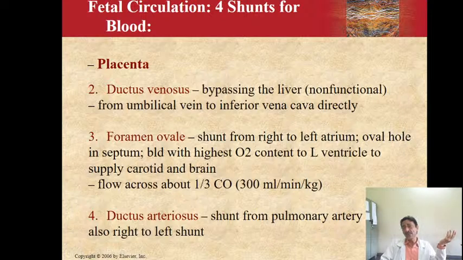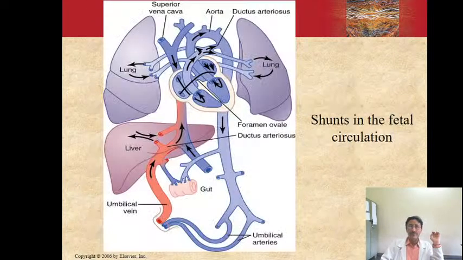So basically you will find that there are four shunts: one, the placenta; second, the ductus venosus bypassing the liver; third, the foramen ovale bypassing the right ventricle, so from the right to the left atrium; and then we have the ductus arteriosus, where blood from the superior vena cava goes directly from the pulmonary artery into the descending aorta.